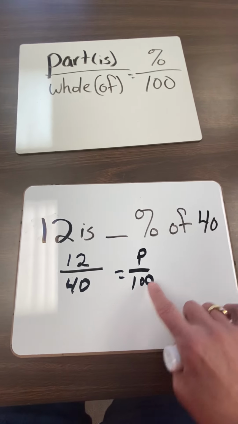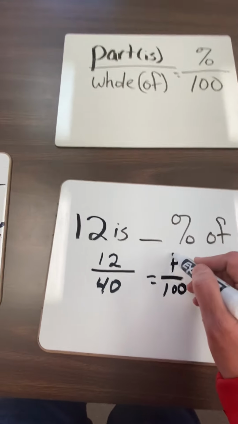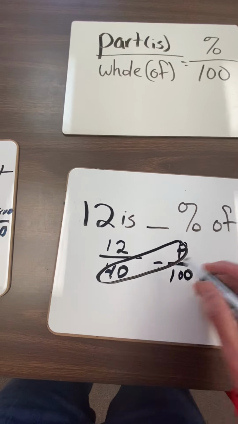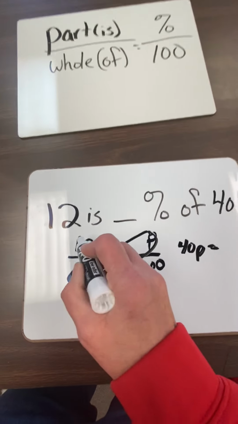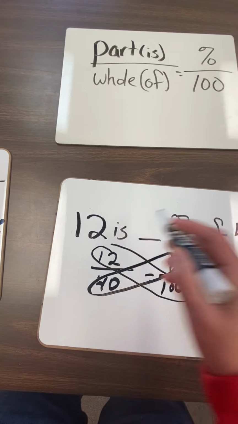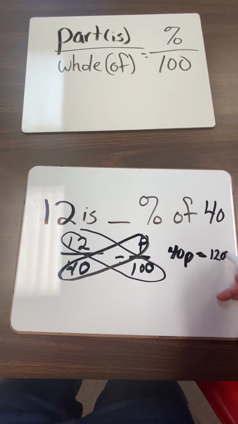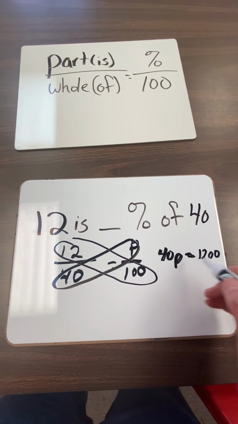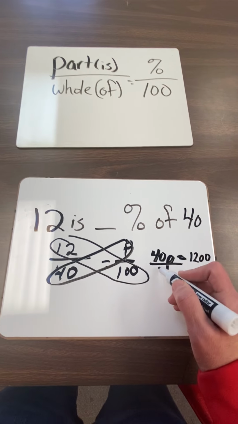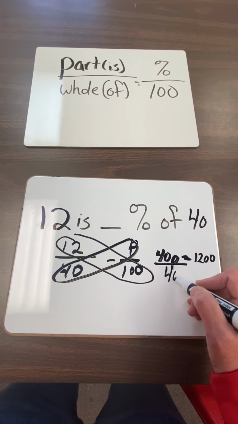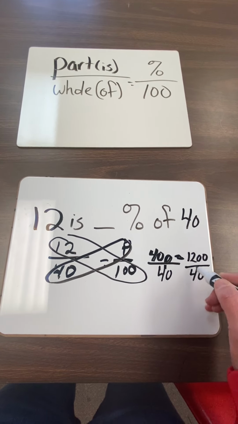Okay, we can't go side to side. We can't go up and down. So 40P, 40 times P is 40P. 12 times 100 is 1,200. Okay, so now we got to get P by itself, so we're going to divide by 40. So then we have to divide this side by 40.